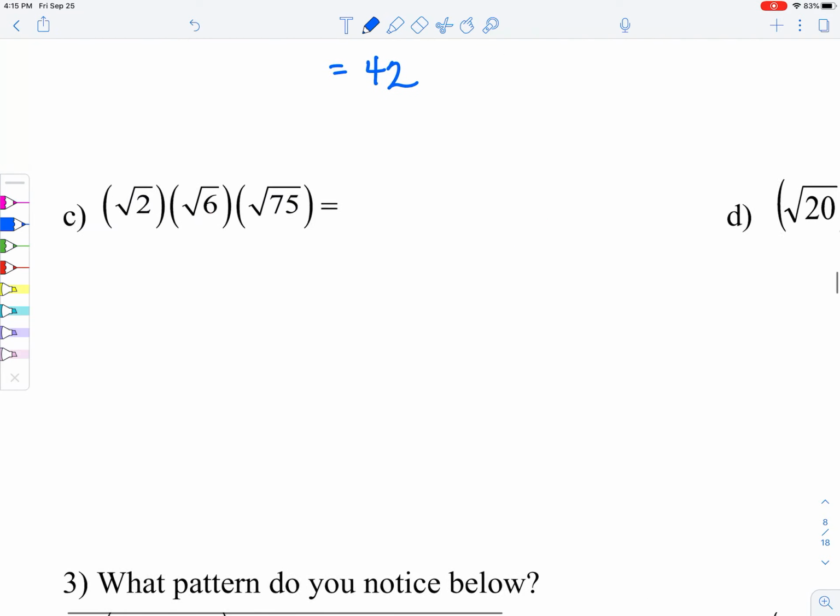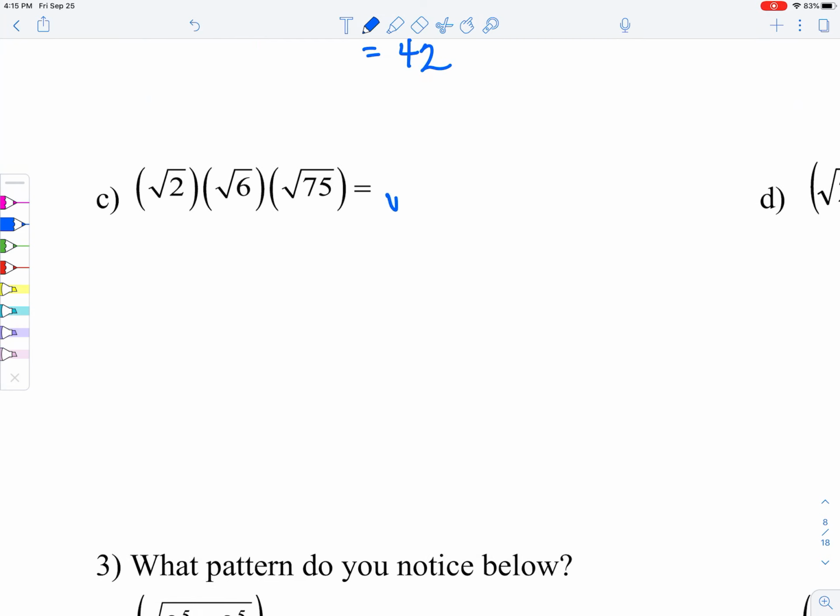For question C, root 2 is going to stay like root 2. Can't simplify it more. Root 6, I'm going to write as root 2 times root 3. Root 75, I recognize that there's a 25 in it, so 25 times 3, or I can write it as root 25 root 3. So if you can go right to that step, that's cool. If you don't see it yet, it's also okay.